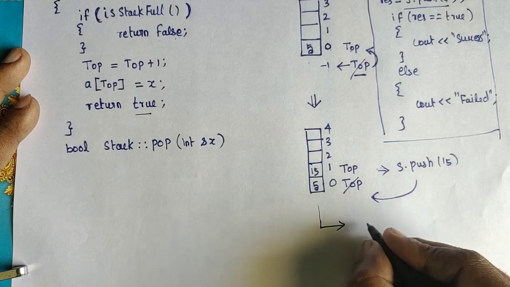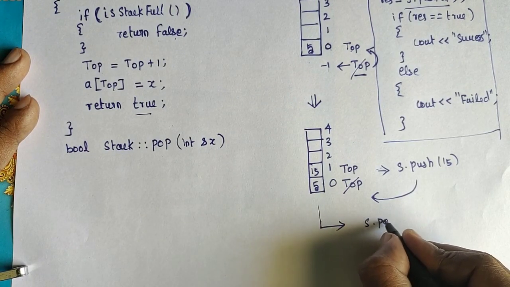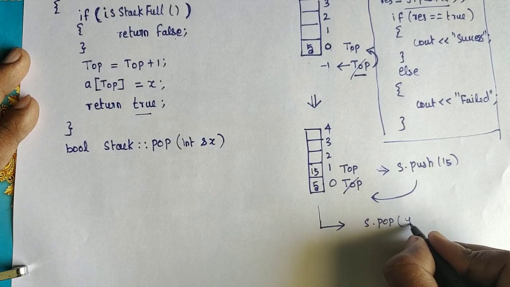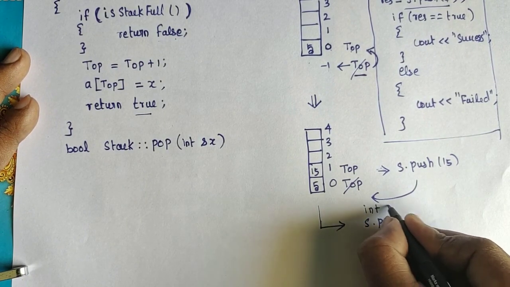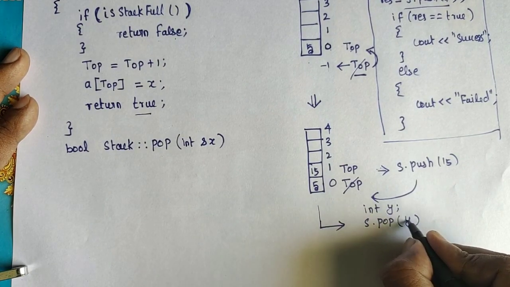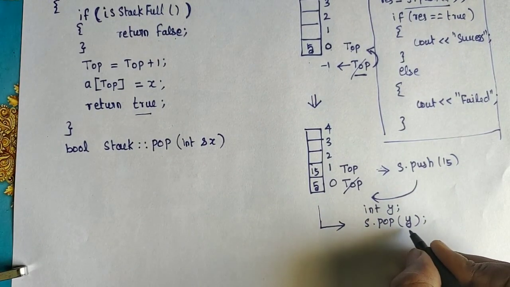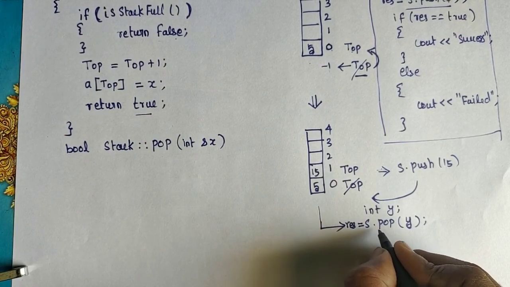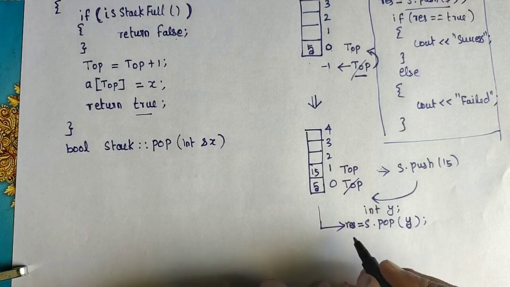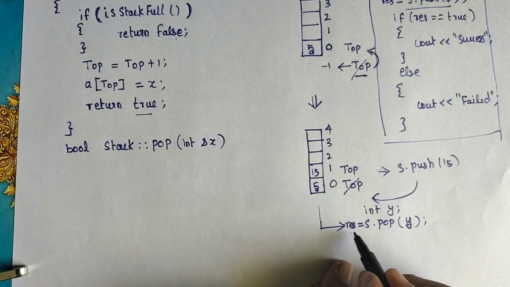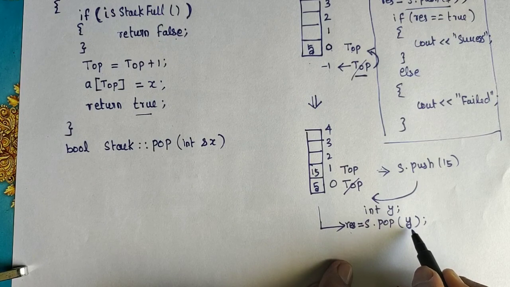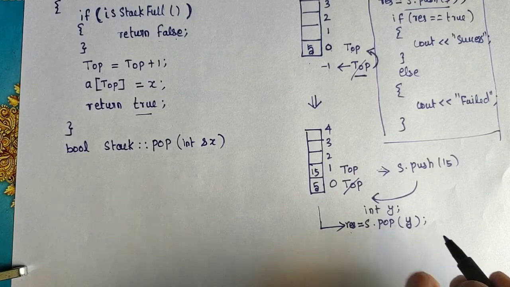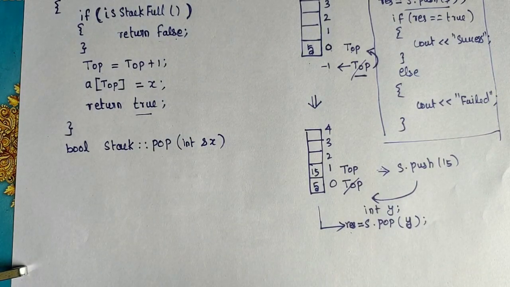Okay, so now if you are calling s dot pop of, I need to pass some value, that is y, like this. Here I have to declare int y. y is the output variable, so y is passed here as a reference, and it is going to return a success or failure message. It means that if the pop returns true, the y contains the popped element. If the pop returns false, the y does not contain any value. Don't worry about the y value, you can ignore it.